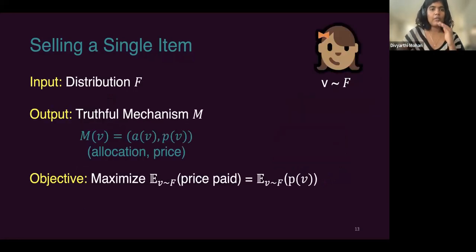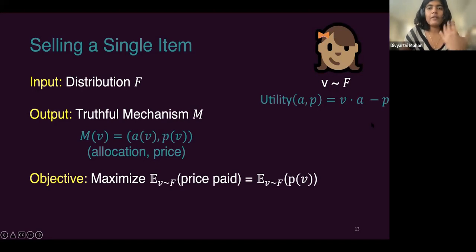So more formally, we are given as input a distribution F, and we want to output a truthful mechanism M. By mechanism here, I mean that given a value of the buyer, the mechanism maps it to an allocation and price. An allocation can be whether you get the item or not, or a randomized lottery with some probability of getting the item. So you map V to an allocation and price pair. And the utility of a buyer for a given allocation and price is her expected value from this lottery minus the price she has to pay.